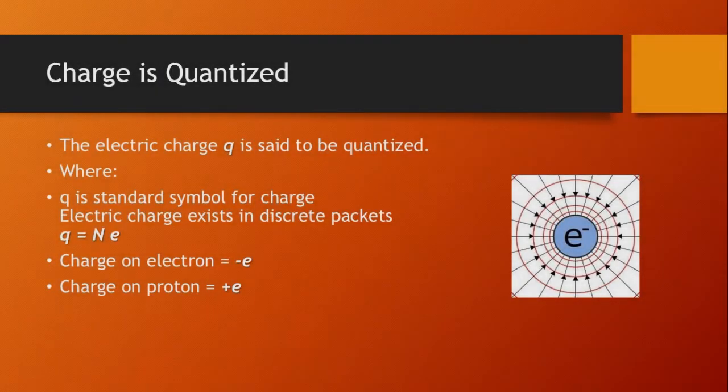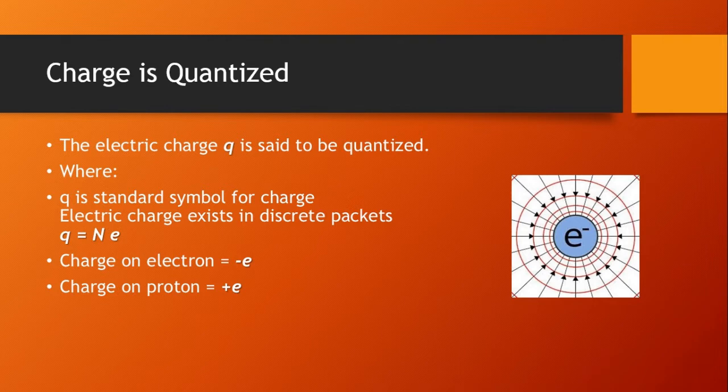Electric charge always occurs as some integral multiple of a fundamental amount of charge e. In modern terms, the electric charge q is said to be quantized, where q is the standard symbol used for charge. That is, electric charge exists as discrete packets, and we can write q equals Ne, where N is some integer. Other experiments in the same period showed that the electron has a negative charge, and the proton has a charge of equal magnitude but opposite sign. Some particles, such as the neutron, have no charge. A neutral atom must contain as many protons as electrons.